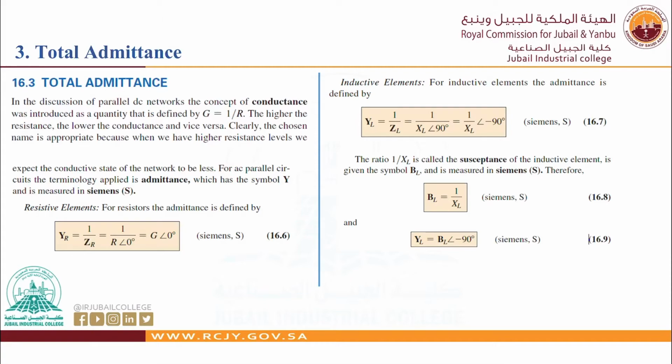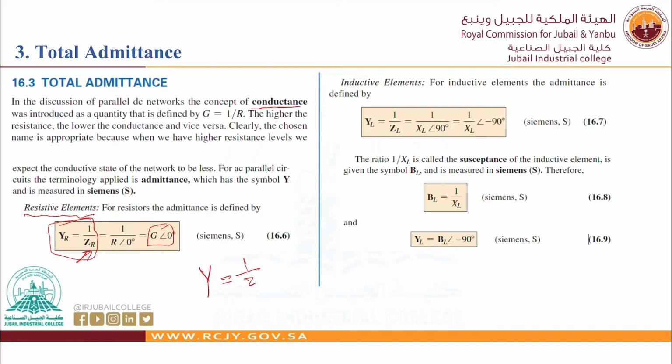Okay, now the total admittance is just 1 over Z. Okay, so Y is called admittance. Y is equal to 1 over Z. Now in case of resistive elements, it is ZR, so 1 over R with angle 0, so it is G, which is conductance. You will understand more in examples, but this is only to show you the formulas that we need.